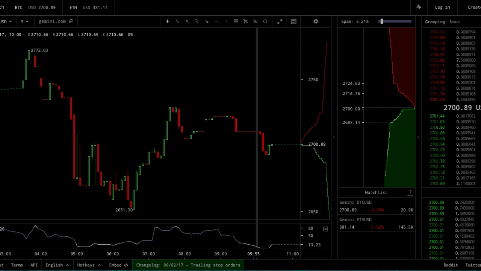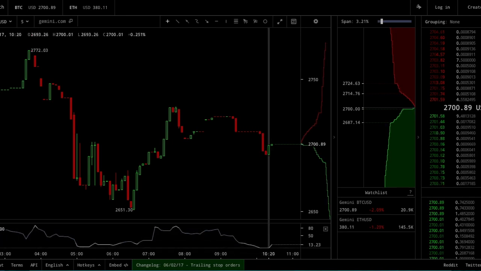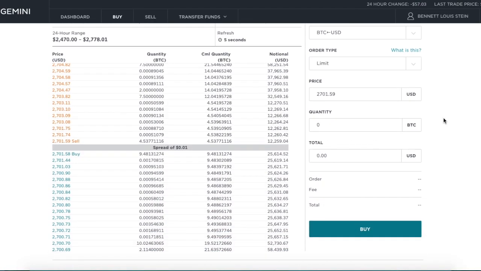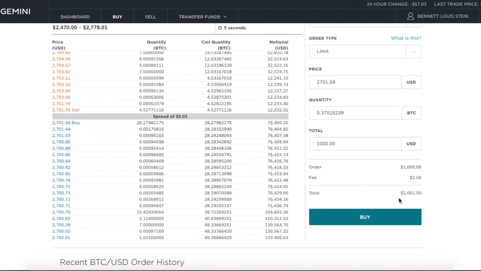And MFI is coming out of oversold, as you can see. It went into oversold on the 5 minute, and now it's coming out of oversold. So let's buy it. So again, I'm going to spend 1,000 on it. And I think this looks like a good buy to me.